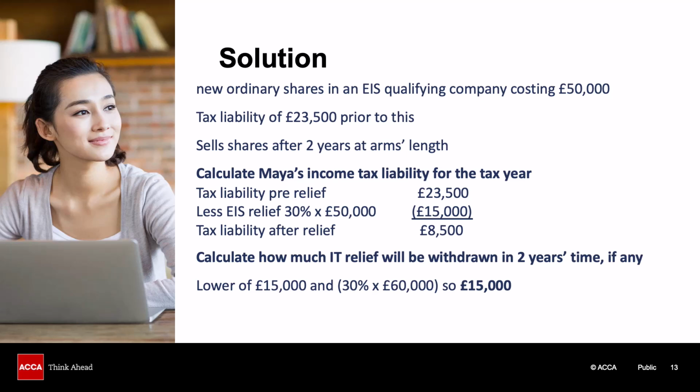The amount withdrawn is the lower of the original income tax relief of £15,000 and 30% of the proceeds when they're sold. So that'll be 30% of £60,000, which is £18,000. £15,000 is going to be our lower figure then, so the amount that's clawed back by HMRC. And so that is the full amount of tax relief that was originally given. Now, if the transaction had not been at arm's length, then it would have just been the full amount of £15,000 originally given that would be clawed back. We wouldn't have had to do that comparison to the 30% of proceeds.